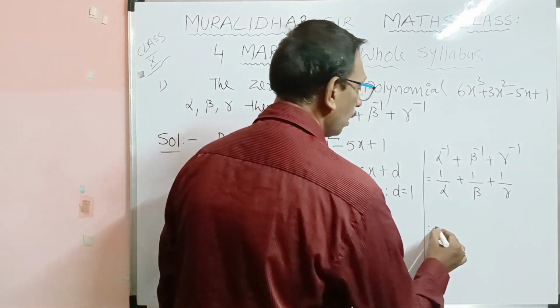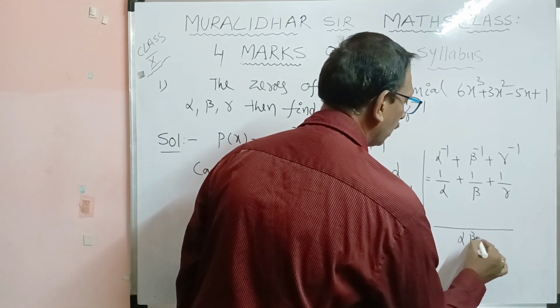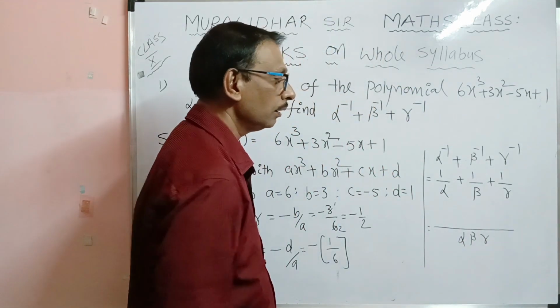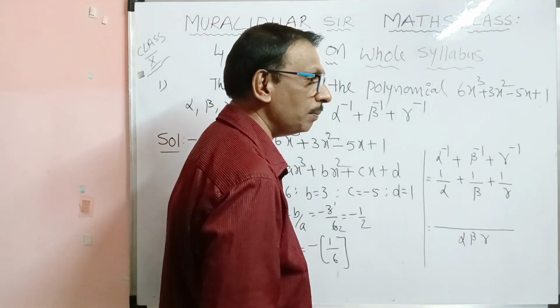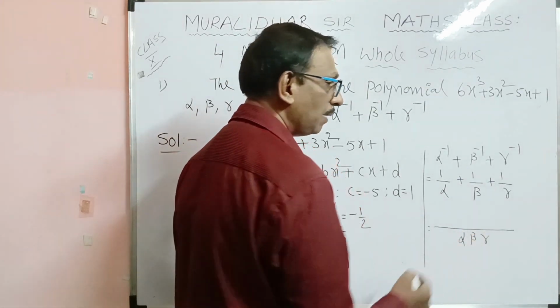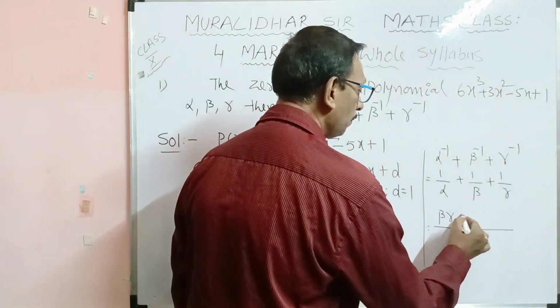Now LCM alpha, beta, gamma. In this, for alpha, beta gamma times will go. Now here beta gamma will come.